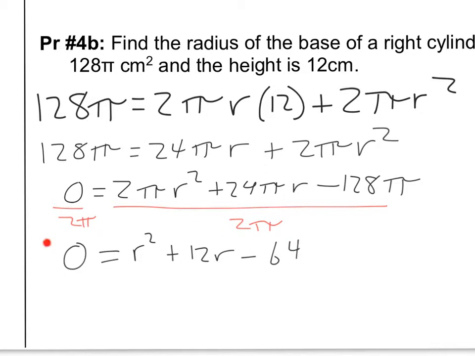This is a quadratic equation. You can use the quadratic formula to solve this, or you could try and factor it. And we did factoring a while back. Hopefully you remember how to do that. I'm going to give you a chance to work that out on your own, give it your best shot, and then we'll put the answers up in a second.